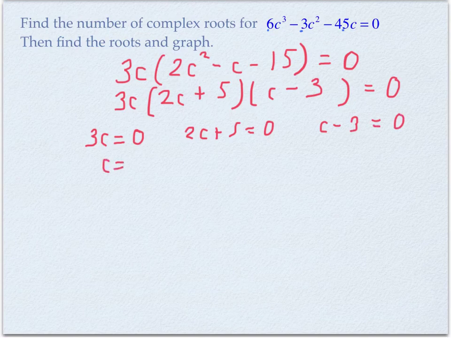Here I'm going to get c equals 0. Here I have to mess around a little bit, but I'm going to get c equaling negative 5/2, I believe. Here I'm going to get c equals 3. There are my 3 zeros. They all happen to be real zeros in this case, and so there are my 3 roots. Now we'll talk more in class about how you find the complex ones if you have to do such a thing.